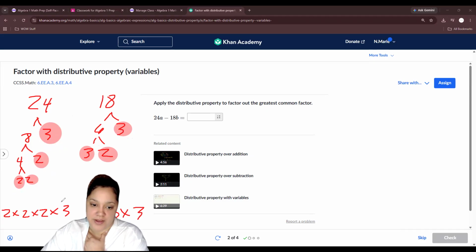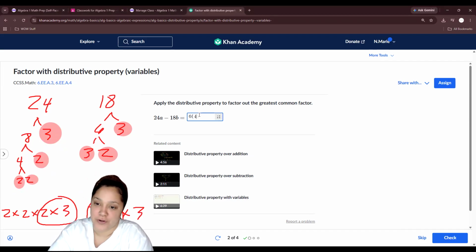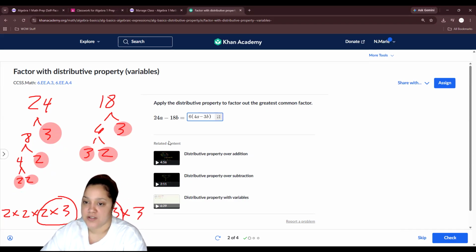So what do they have in common? They have a 3 and a 2 in common. And so what's 3 times 2? 6. And that's what the GCF is. The greatest common factor of 24 and 18, which is a negative 18, is 6. So you take out a 6.